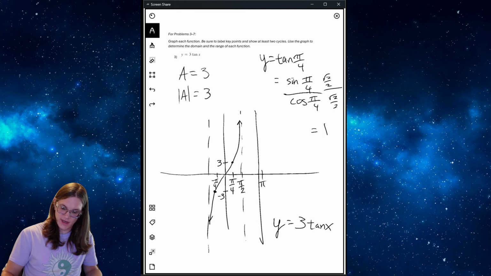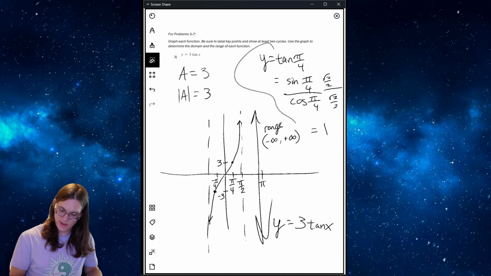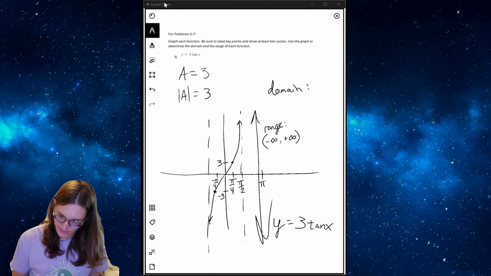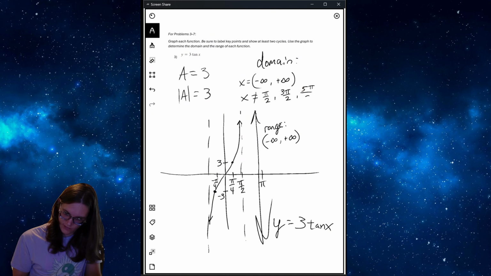So the domain and range. Well, the range is the y's, easy, negative infinity to infinity, parentheses, not brackets, because we never include infinity. And the domain is also all real numbers, excluding pi over 2, 3 pi over 2, 5 pi over 2.